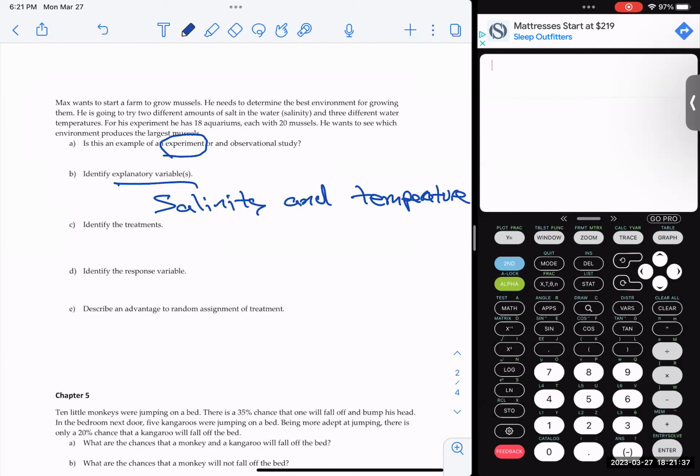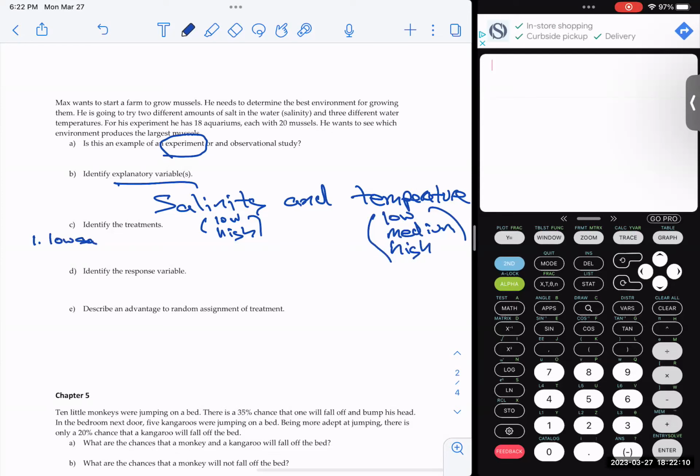So I'm just going to call the salinity levels low and high. And let's say temperature low, medium, and high. Those are the different values those variables can take. And so we want to look at each combination to describe our treatments. And so one treatment would be low salinity, low temperature. And then we just go through all of them.